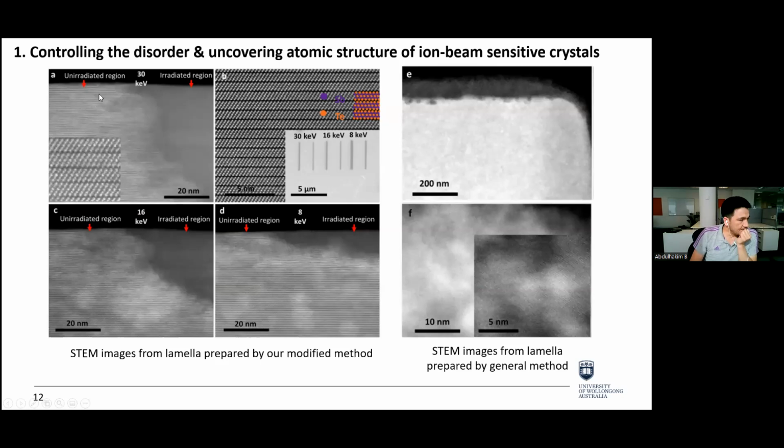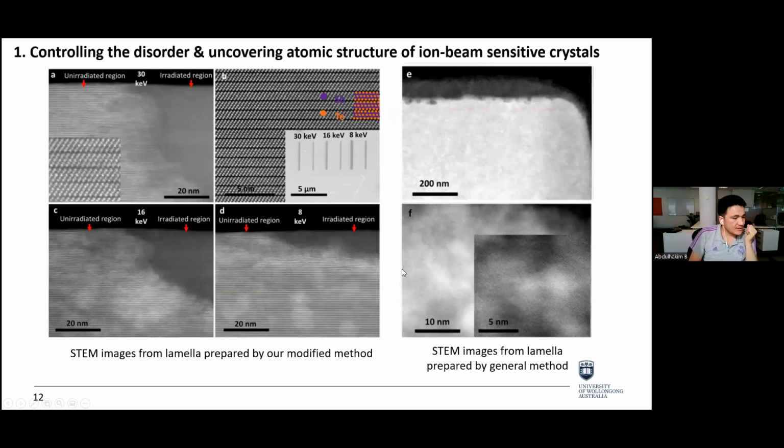Here you can see, the right side shows the unirradiated region and the left side shows the irradiated region. Even a very small amount of ion beam can cause amorphization. This is actually interesting work. It basically lays the foundation for some of my future work, which you will see soon.